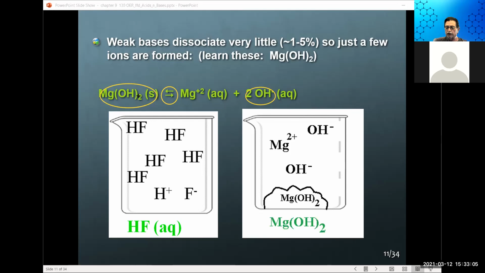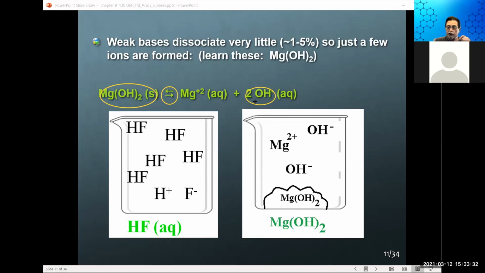Some people have a hard time with this, and it's understandable, but look at it this way. Think of the intact magnesium hydroxide as a bicycle, okay? And the tires are the hydroxide. If I disconnect those 2 tires from the bicycle, do I not have 2 tires, or 2 hydroxides, and the magnesium represents the frame? Okay, so that's why there are 2 hydroxides.